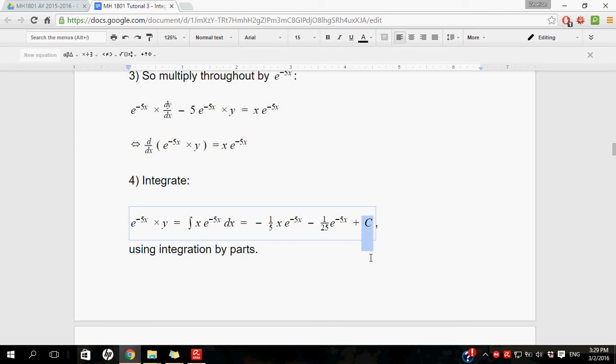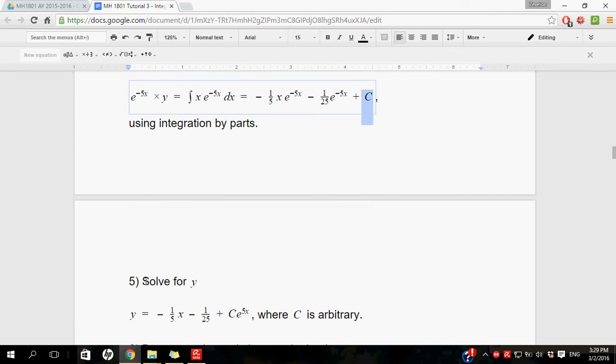Next step is to solve for y. To solve for y, we need to divide our equation by e to the minus 5x. Why is there no problem? Because this is an exponential. It is always positive, so there's no problem in dividing by it. The answer, when we divide by this exponential, is given here.